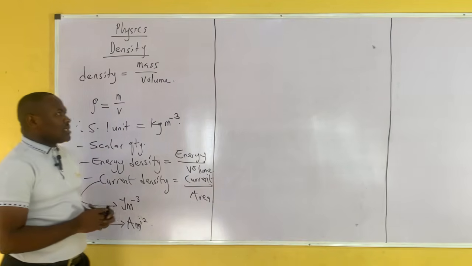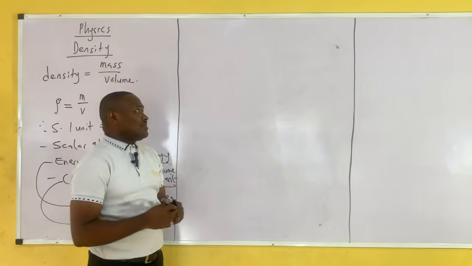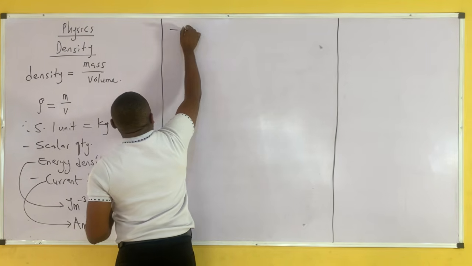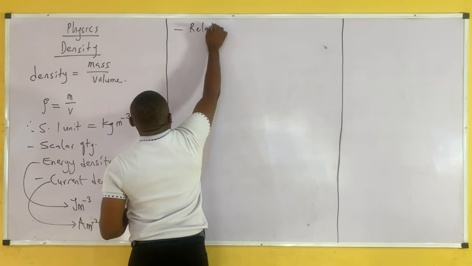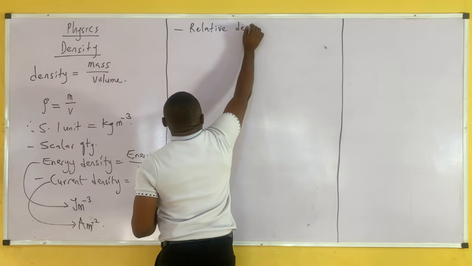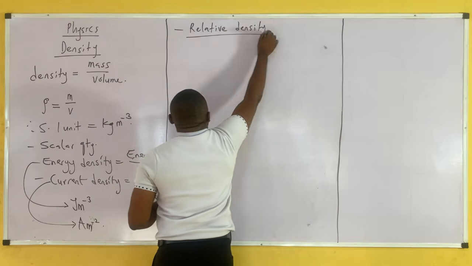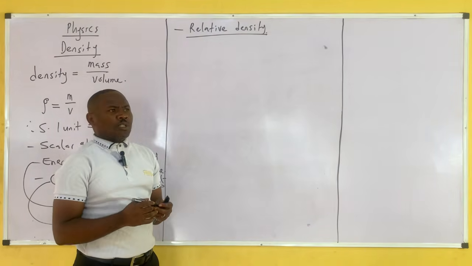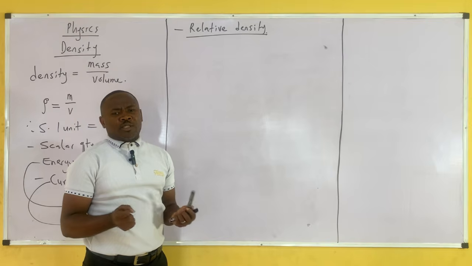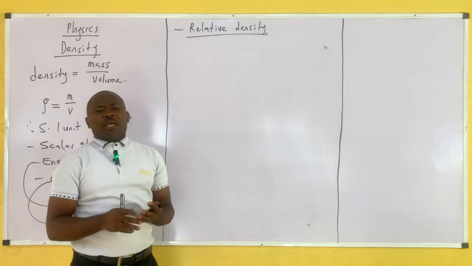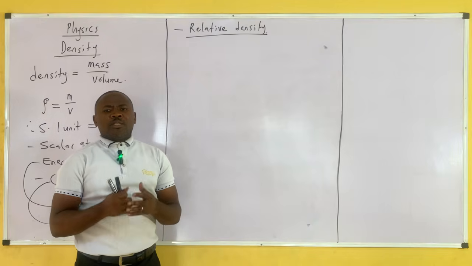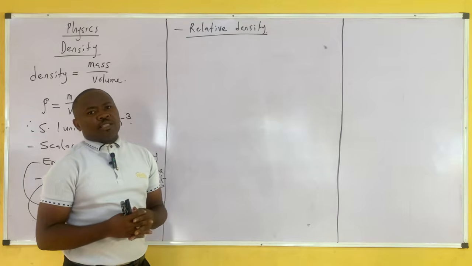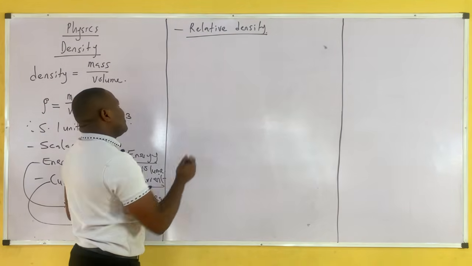So what's the next thing I want you to know about density? Density will have what we call relative density. Relative density is a comparison between the density of various substances. For instance, solids and liquids can be compared with the density of water, but the density of gases can be compared with the density of air.